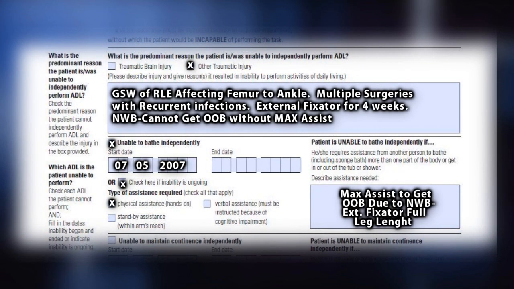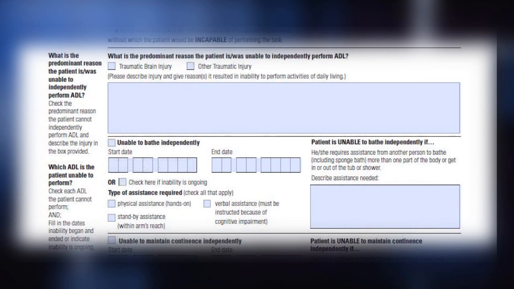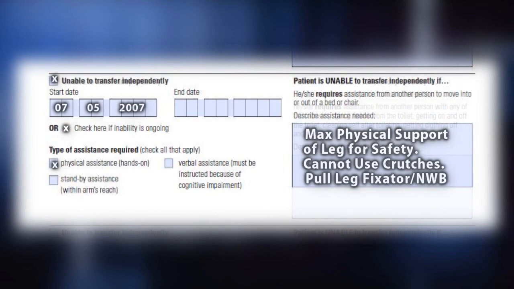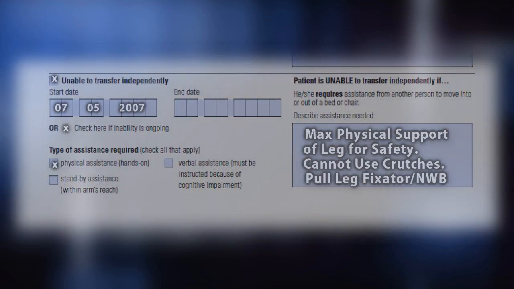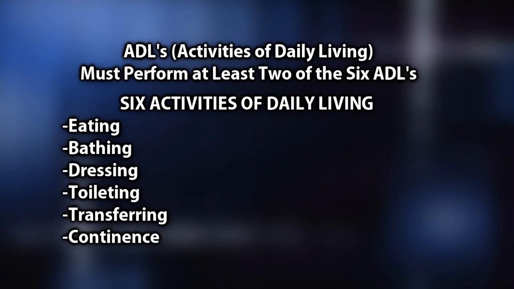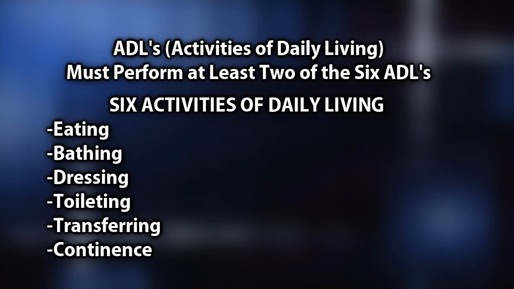Page 12, Part B, Section 3 continued. On page 12, the medical professional will put in information regarding inability to independently perform activities of daily living, otherwise known as ADLs. To be eligible for TSGLI, you must need assistance to perform at least 2 of the 6 ADLs, which are eating, bathing, dressing, toileting, transferring, and continence.